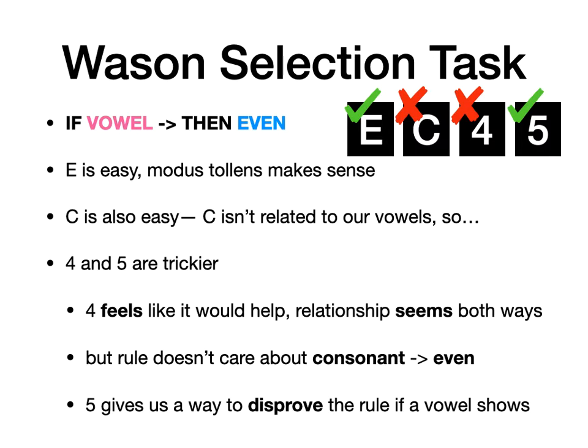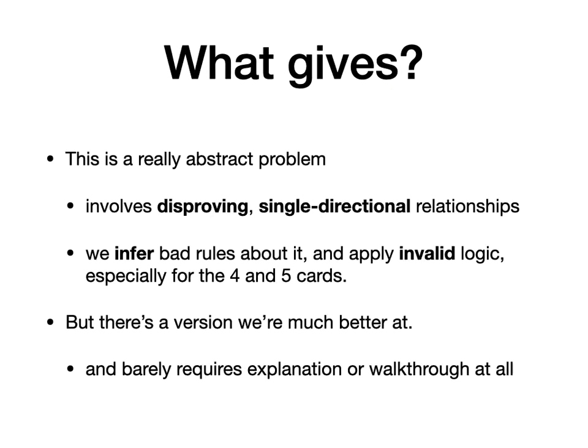So, I may have walked you through all that, and this isn't even complex logic, but it's still taxing, right? What's the problem here? Why is this hard? So this is a really abstract problem, right? It involves disproving these single directional relationships. We infer bad rules about it because things look similar and they're of similar categories. We apply bad logic and we really screw it up for the 4 and 5s.